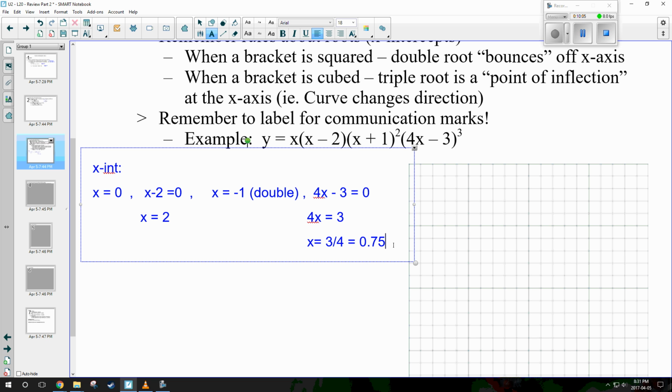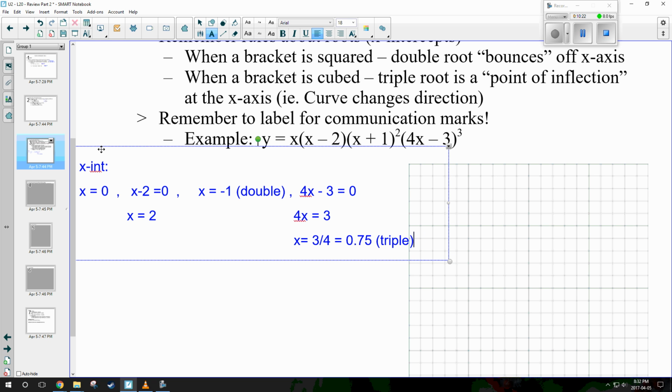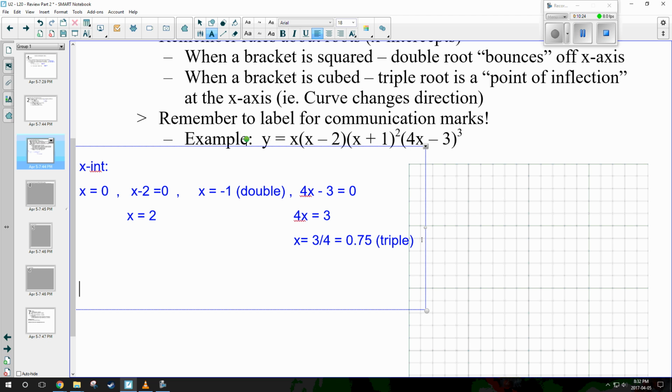Remember, in this case, it's okay to have decimals in your answer because we're graphing. And it's okay to have decimals when you have to graph. And the last thing is, because there's a cubed around that bracket, we know that's a triple root, so we want to label it as a triple. So those are our x-intercepts.